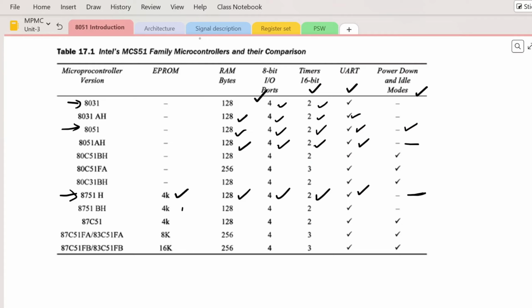If you go on like this, finally the last version has on-chip EEPROM of 16K and RAM of 256 bytes, 4 8-bit IO ports, 3 16-bit timers, UART is available, and power saving modes are also available. This is nothing but a brief history of the family of microcontrollers.